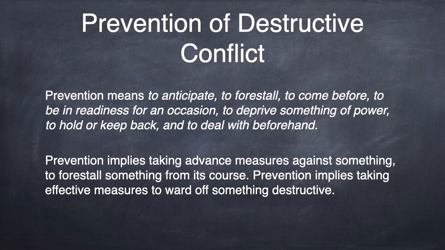Prevention implies taking advance measures. And if you think about it, again, we often think we have advanced measures because we think we have scripts, social scripts that we follow, certain patterns that we engage in, that we can anticipate. If I say this word or this phrase, this is where the conversation will go. So prevention implies taking effective measures then to ward off something destructive, to try to put it on a straight and narrow, which is more constructive.